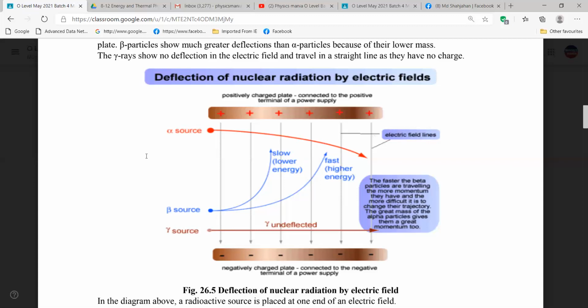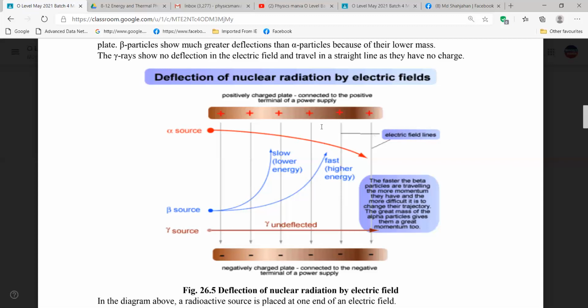Is it clear? Sir, alpha is moving towards the negative source, isn't it? Yes, alpha is moving towards the negative source and is repelled by positive, getting deflected. Sir, can we say that the deflection is taking place at a much faster rate? Because if there was just a negative plate, you just say that in alpha the deflection is less and in beta the deflection is more.